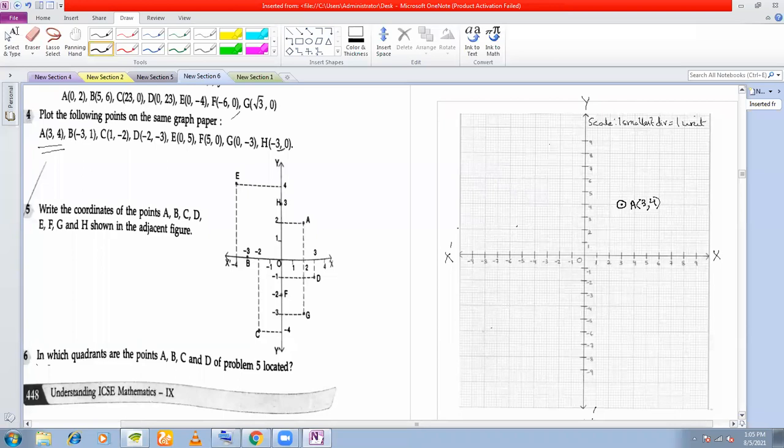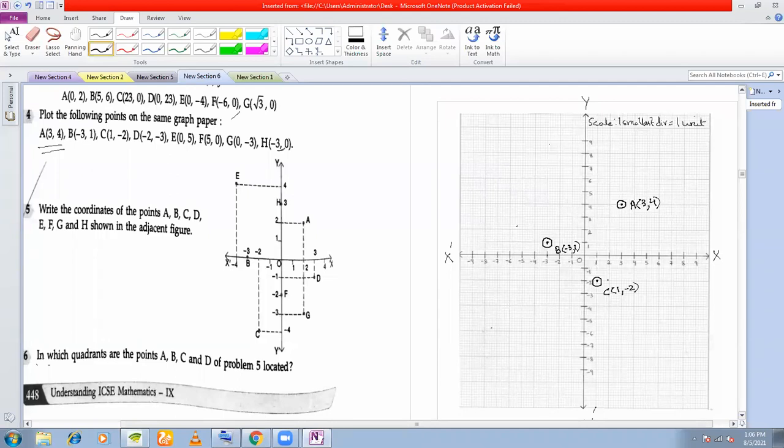Next, sir, point B, (-3, 1). So how do you locate (-3, 1)? Look, (-3, 1) is somewhere over here, right? From the origin, you move 3 units in the negative direction and then 1 unit in the positive direction. So what do you get? The point B. What are the coordinates of B? (-3, 1). Next, point C, (1, -2). 1, and then you have -2. So this is your point C, (1, -2). Everyone understood? Are you doing this with me? Yes, sir.